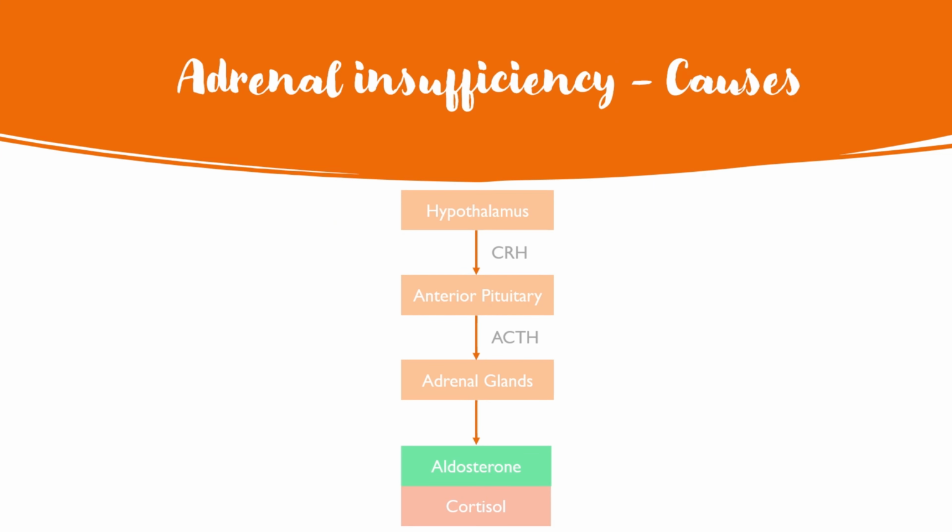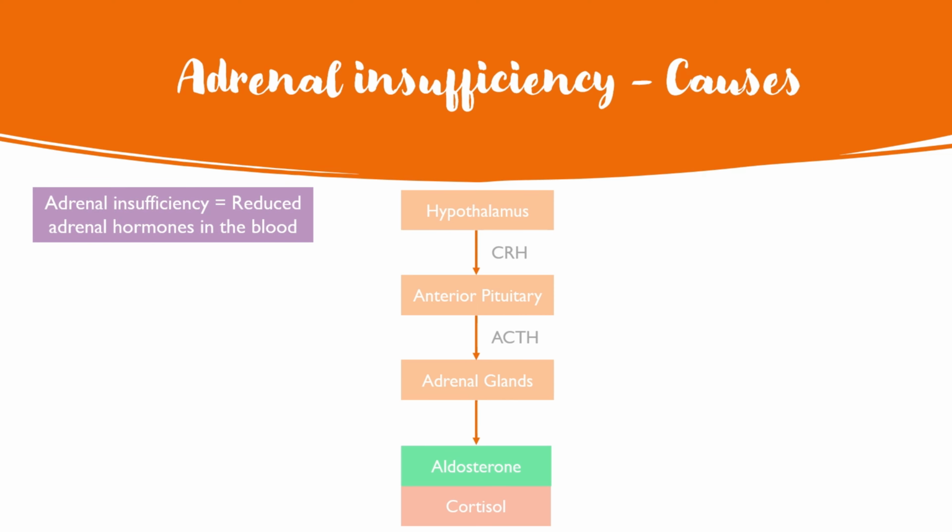Okay, so turning towards the condition itself, adrenal insufficiency can be defined as a reduction of the adrenal hormones in the blood. And the best way of thinking about this is that something can go wrong with each stage of the HPA axis to cause adrenal insufficiency. For example, there could be a pituitary tumor, which causes the anterior pituitary gland to release less ACTH, and that decreases cortisol further down the axis.